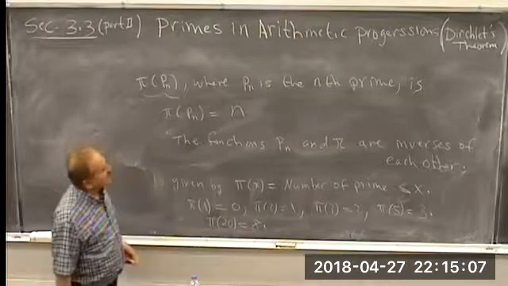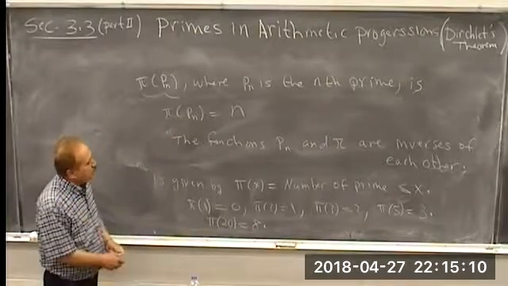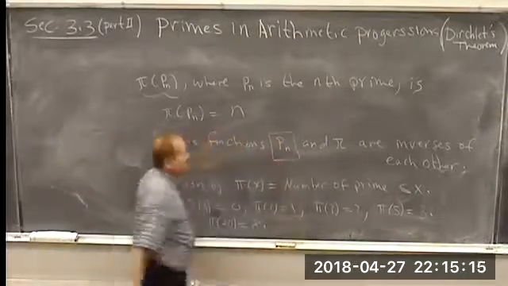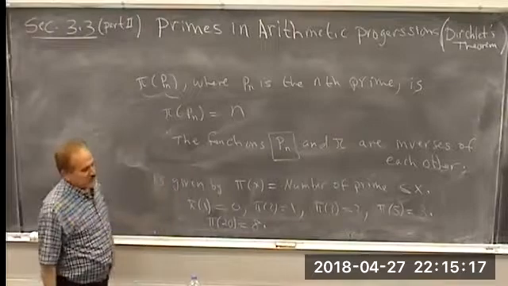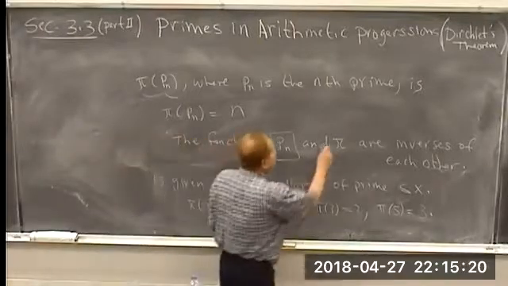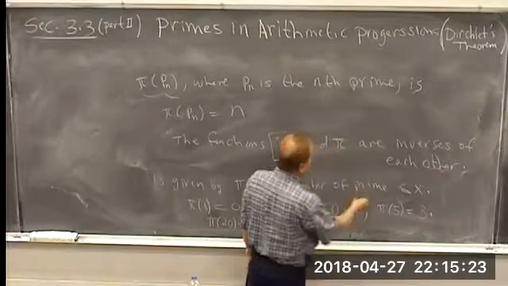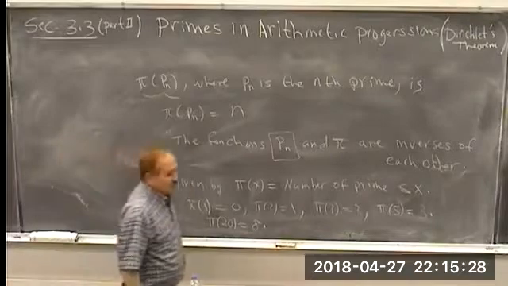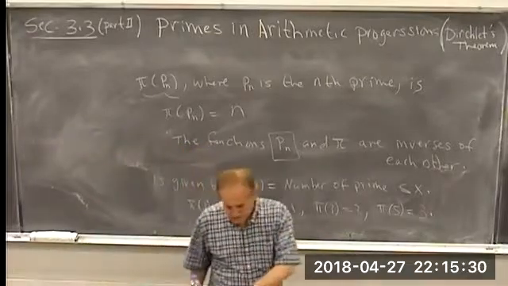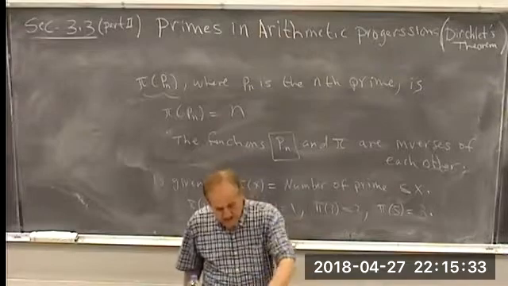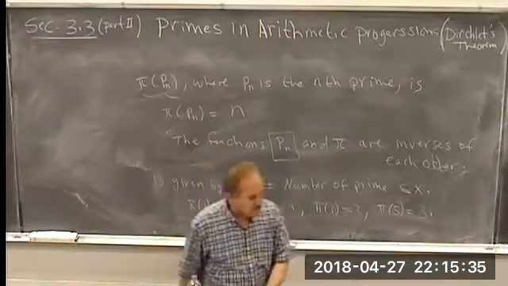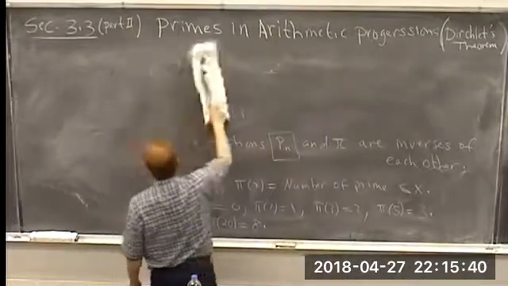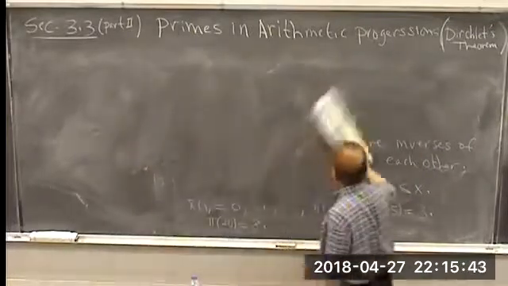Since we discussed this before, and we say there is no formula for p sub n, and these are inverses of each other, then it would be ridiculous to talk about a formula for pi. So what we hope for is just an approximation. All right? Now, the prime number theorem just tried to find an approximation for the number of primes.